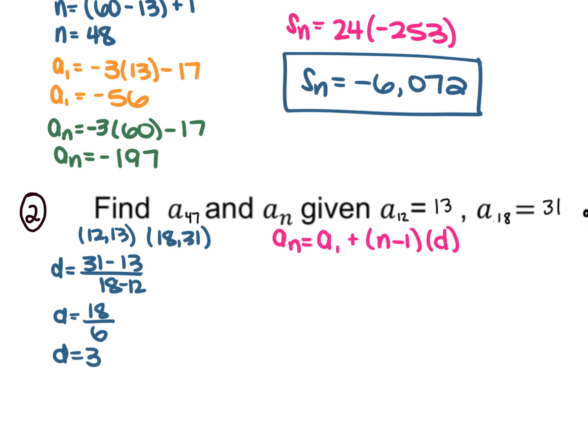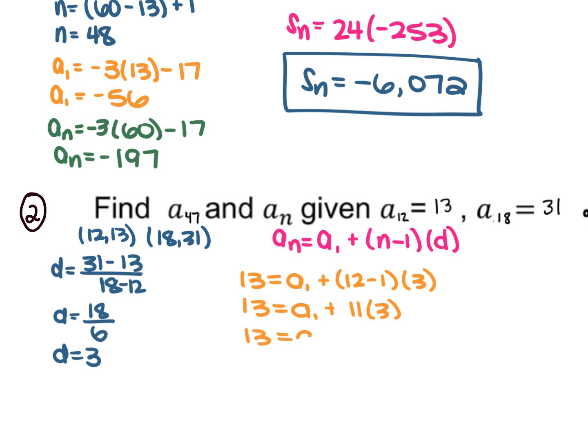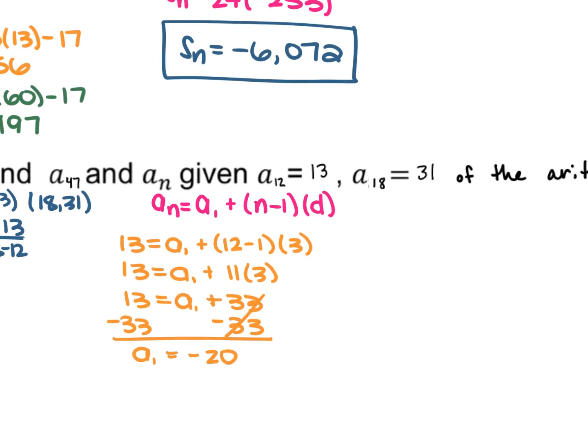We can find a sub 1 by using the a sub 12 is equal to 13, and that just means that we're going to have 13 is equal to a sub 1 plus n, which is 12, minus 1 times d, that's 3. This then simplifies to 13 is equal to a sub 1 plus 11 times 3, which is 13 is equal to a sub 1 plus 33. We subtract the 33 over to get a sub 1 by itself, and we have that a sub 1 is equal to negative 20. Now that we have a sub 1 and d, we can find whatever term we need, as well as a sub n.